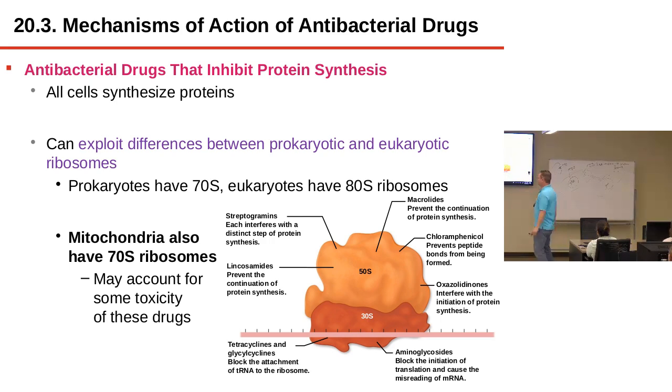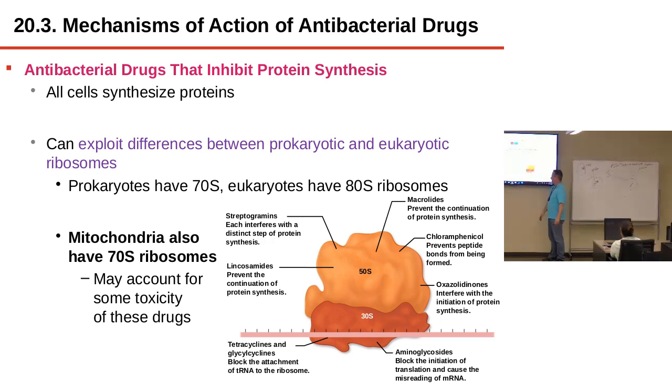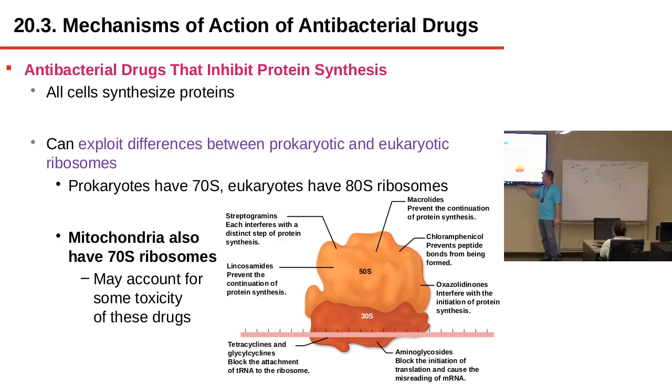So in this case, there's going to be two parts. There's the 30S, that's the bottom. And if it is a prokaryote, it'll have a 50S on top. So 30 plus 50 equals 70, right? And this one is showing you eukaryote. It's showing you 60 and 40 making an 80.